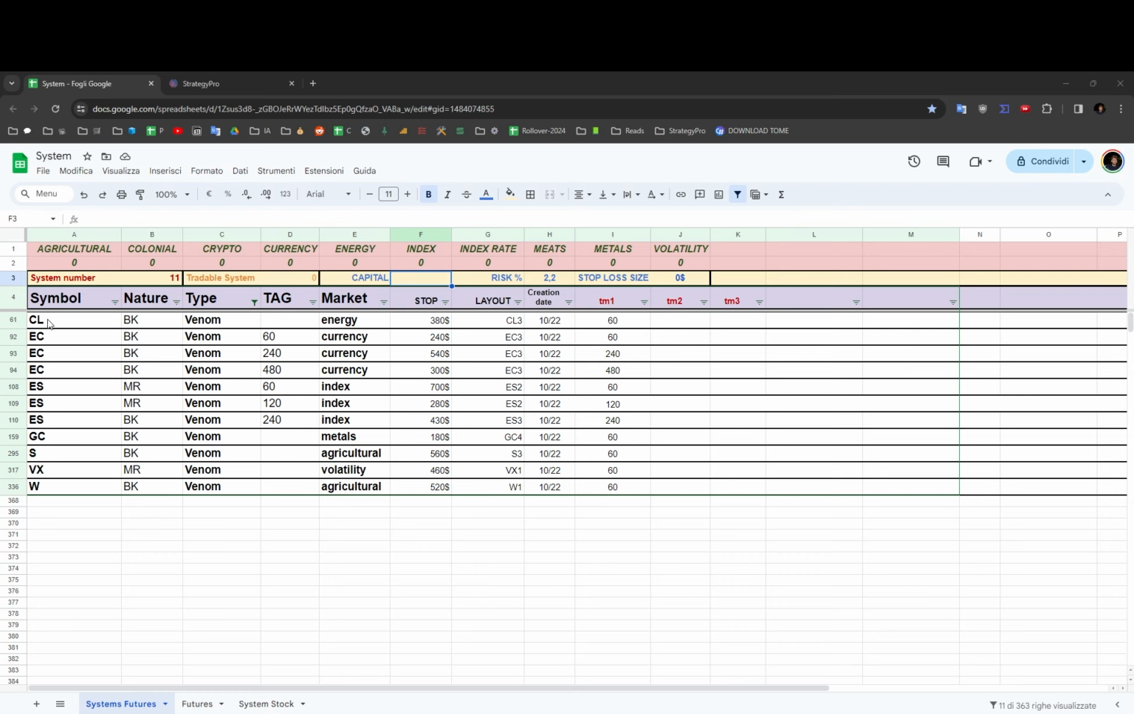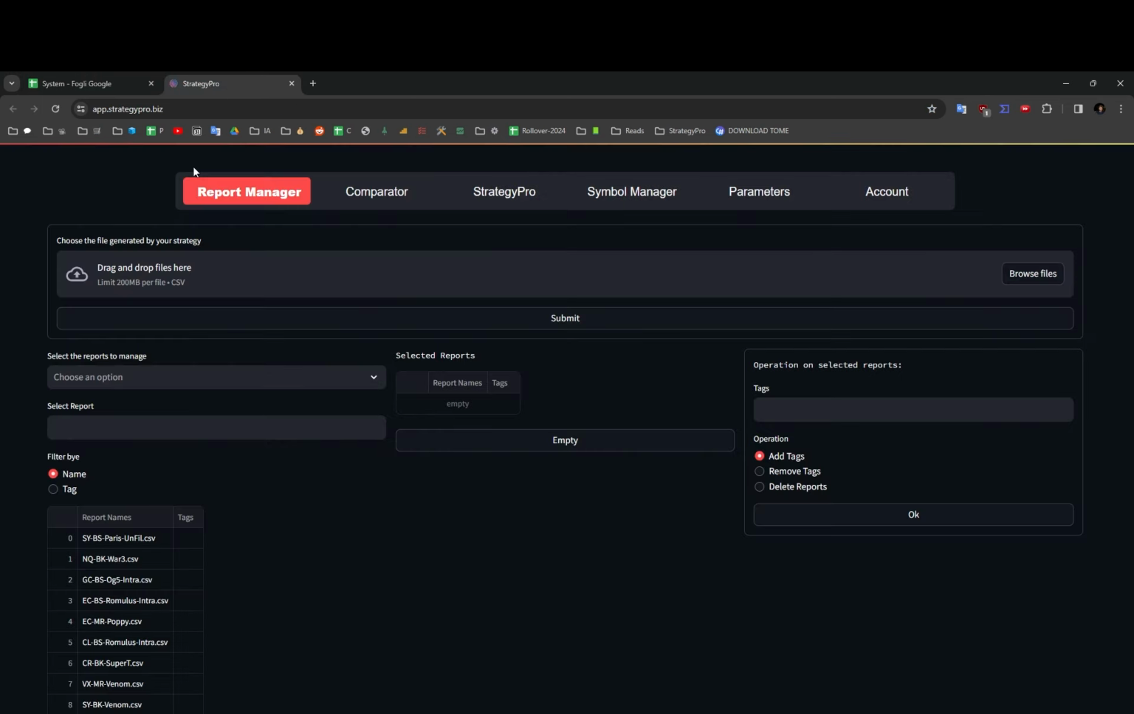From this simple study, I went on to create the strategies called Venom. Based on the IDNR4 pattern, I produced as many as 11 strategies in October 2022, based on different time frames and different instruments. It has been more than a year since I wrote them. Now we are going to see their out-of-sample results with my Strategy Pro analysis software.